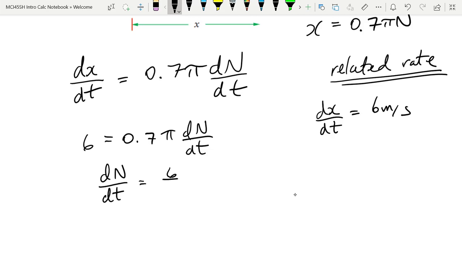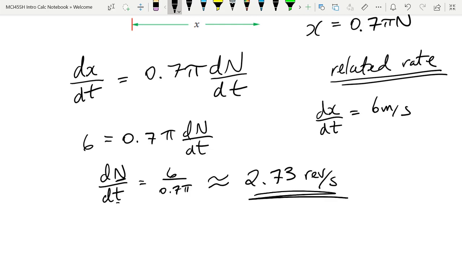So that's going to be 6 divided by 0.7 pi. I can run that through my calculator and get that this is 2.73. And that, of course, is the number of wheel turns per second, so you'd usually call that revolutions per second. Again, you physics types have seen questions that use revolutions per second, also known as the frequency of the wheel turns, right? That's a really easy version of this problem.